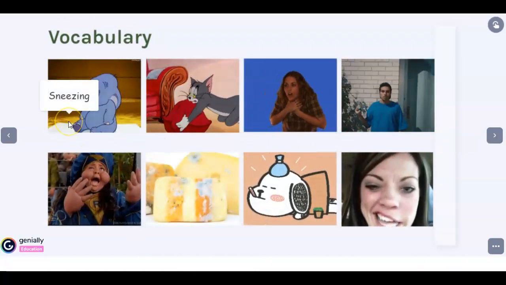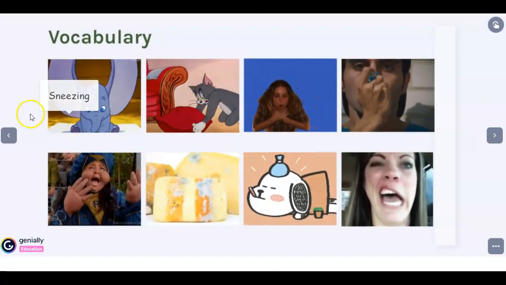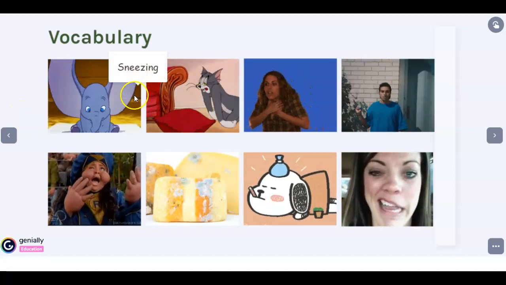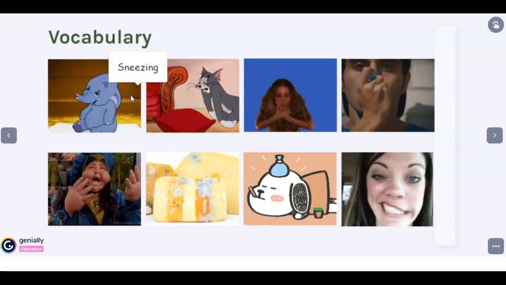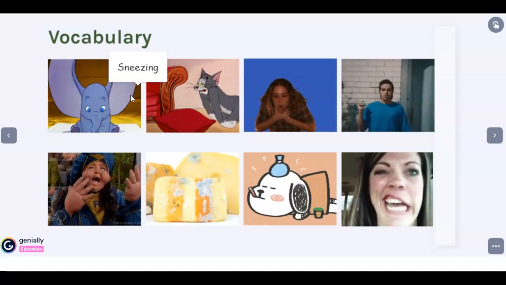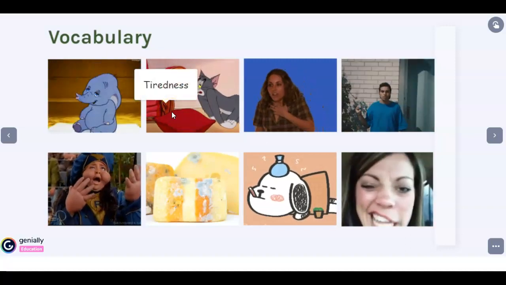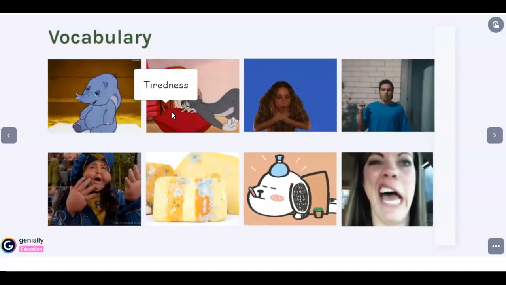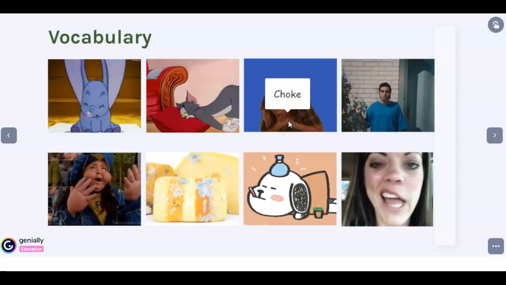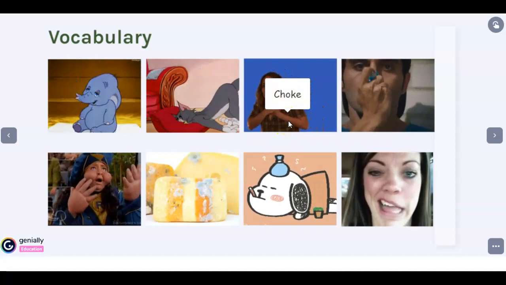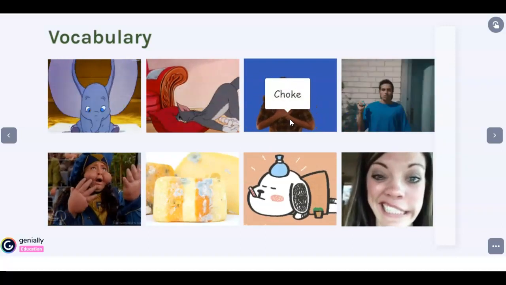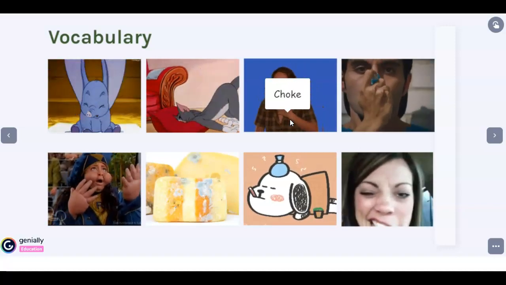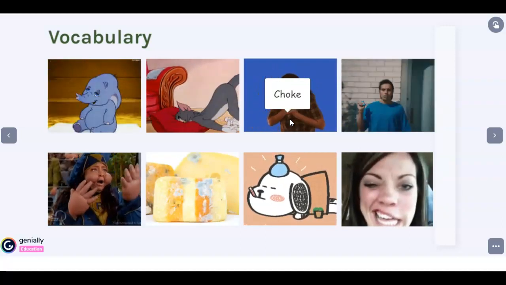Oh, check Dumbo. Dumbo is sneezing, when you have this movement and this situation, you are sneezing. Sometimes when we are sick, we feel really tired, so we suffer from tiredness. Okay? Now, this is a terrible symptom when you cannot breathe and something is stuck on your throat, so you are choking. Okay? Be careful with this because it may be similar to another word, but this one is choke.